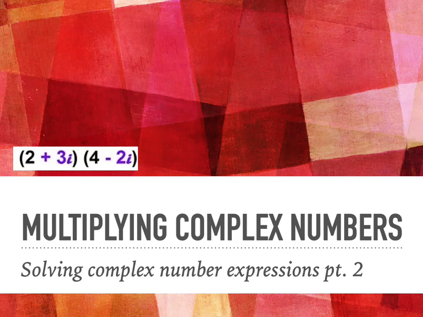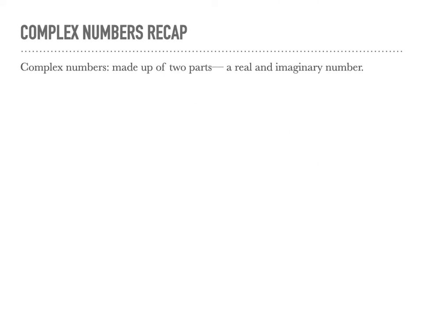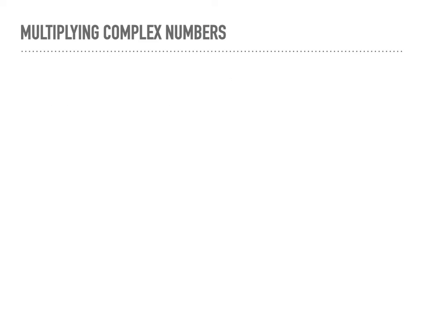Today we'll be discussing how to multiply complex number expressions. Complex numbers are made up of two parts, a real and an imaginary part. A complex number standard form is written as a plus bi, where i is equal to the square root of -1.